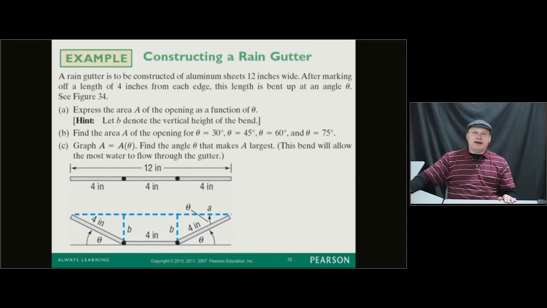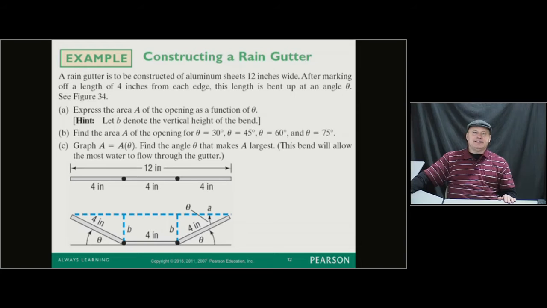So we have a rain gutter. It's 12 inches wide. After marking off a length of 4 inches from each side edge, the length is bent up at an angle of theta. See the picture at the bottom. Remember, the bottom is 4 inches and the two sides of the gutter are 4 inches, because we have a 12-inch-wide gutter. So that's the idea.